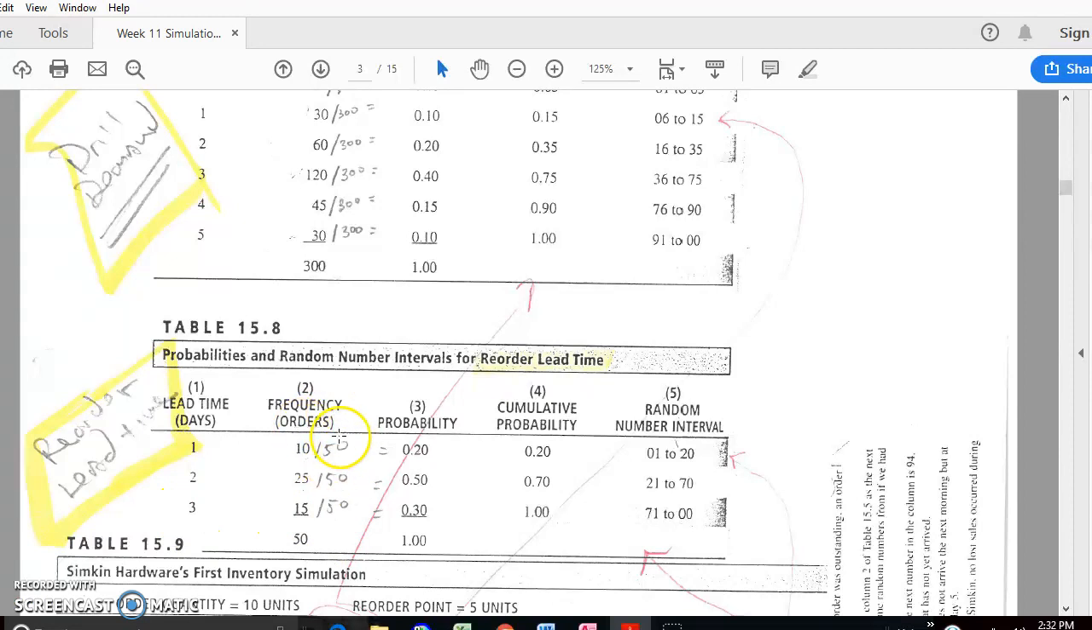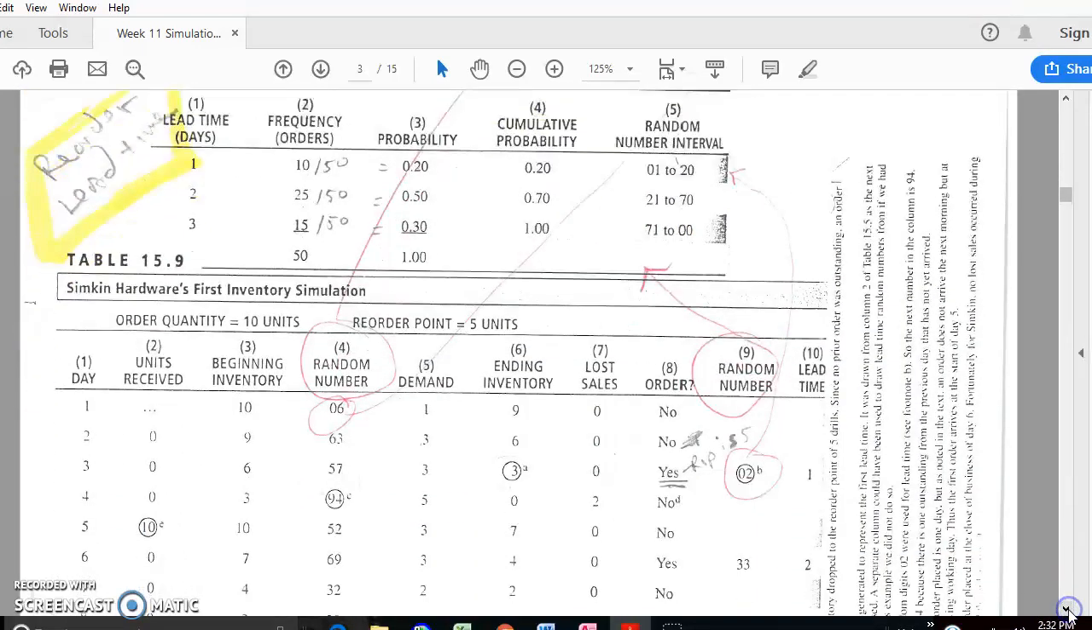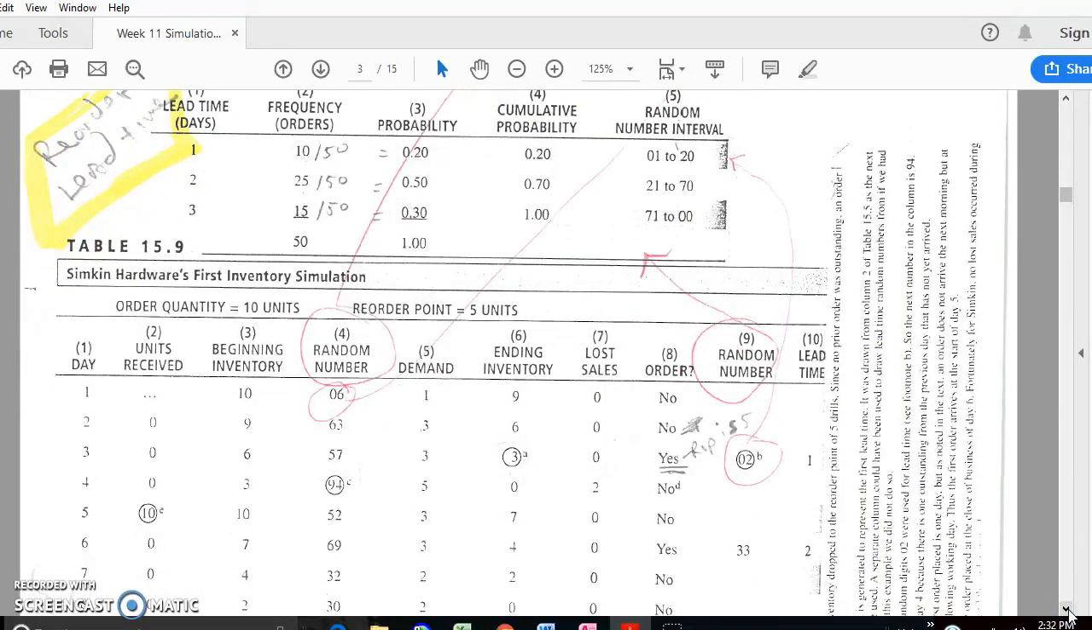We divide by our total number, which was 50 in this case. We get our probabilities. We get our cumulative probability distribution. And right there, our random number. We can then take this information and develop it into a simulation, and this is really our first simulation.